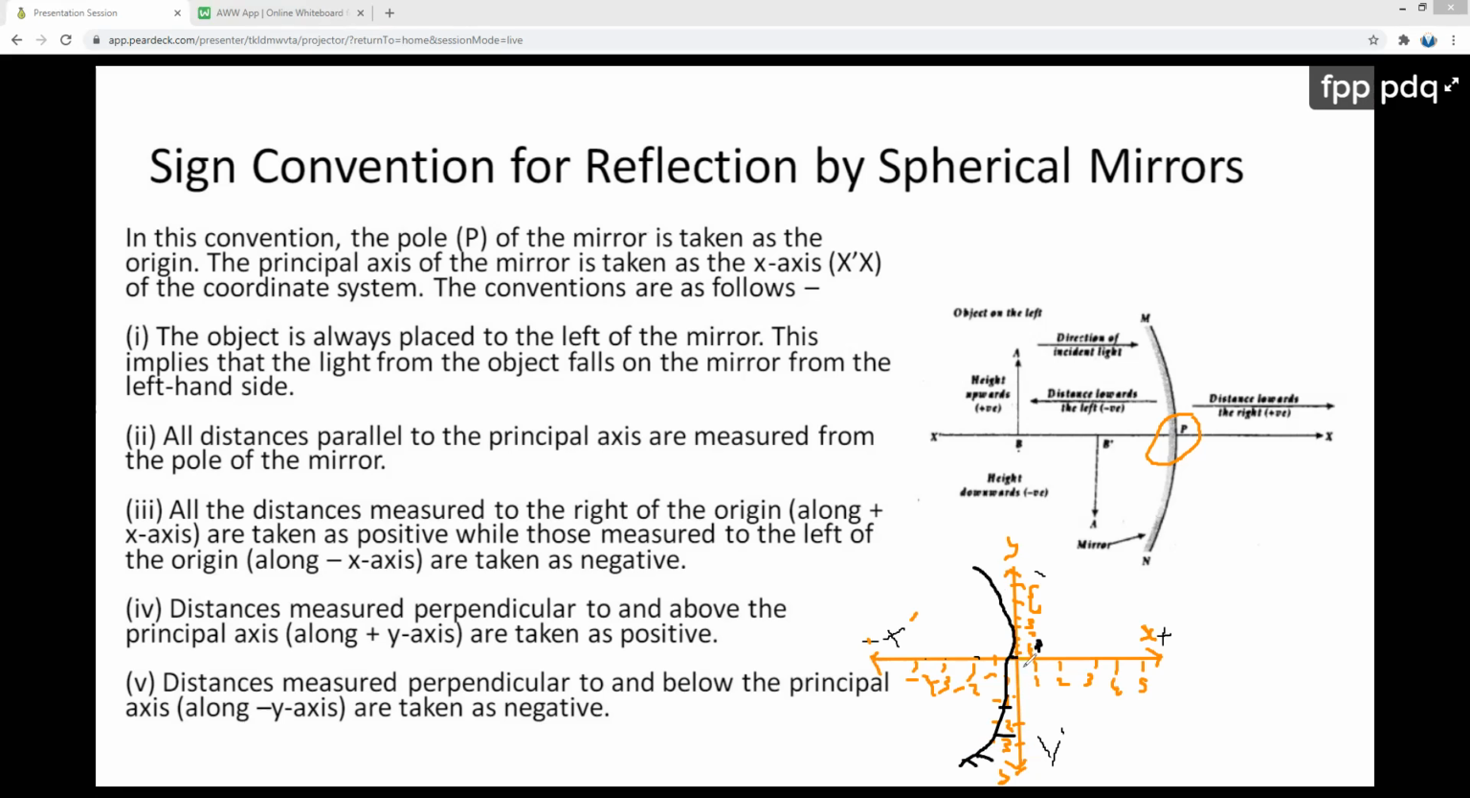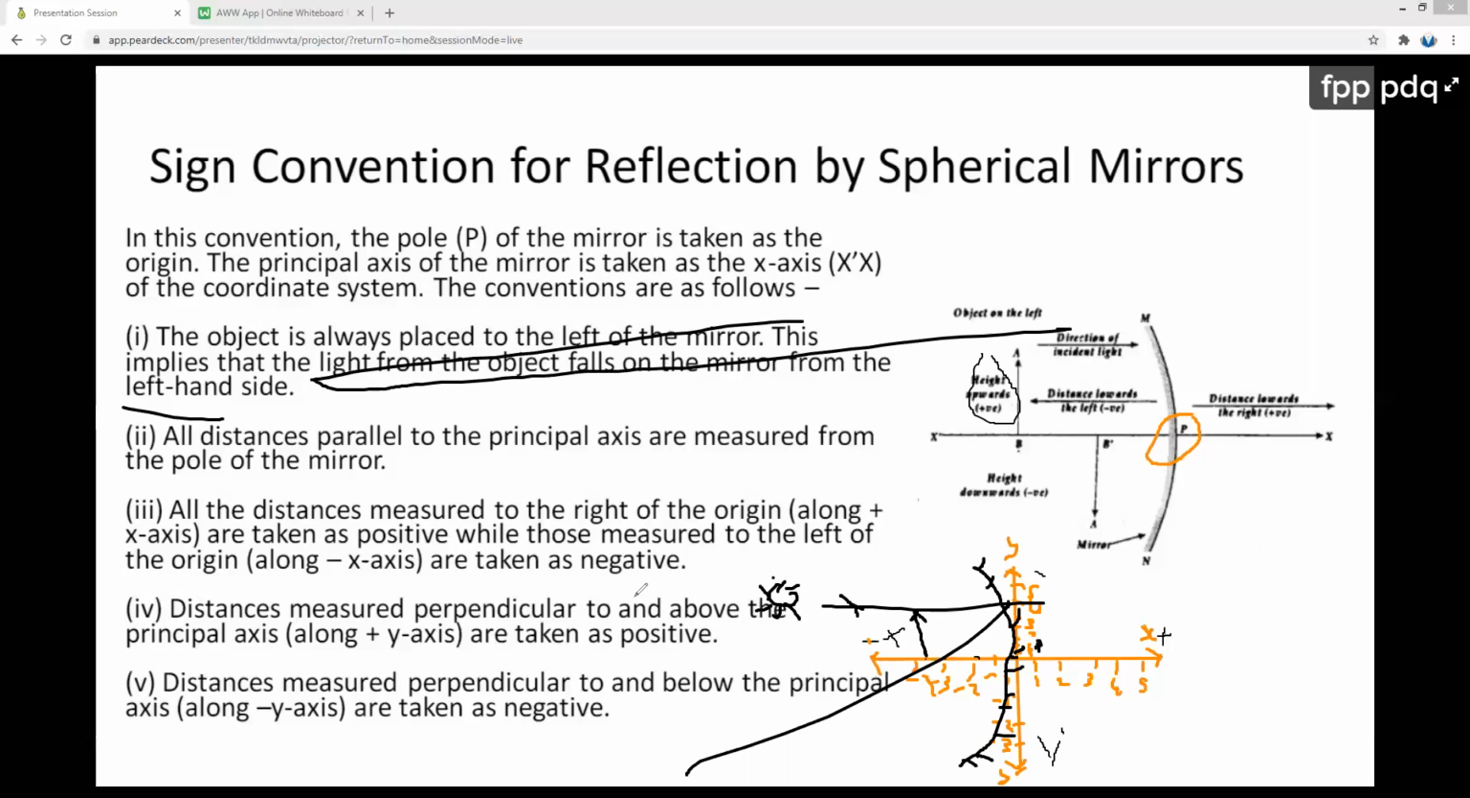Object distance will always be negative. The light always falls from the left hand side. This is the ray of light, suppose it's coming from the sun. So this ray of light will always come from the left hand side. The object is placed on the left side of the mirror, and the light from the object falls on the mirror from the left. And all distances parallel to the principal axis are measured from the pole. This distance over here is parallel to the principal axis, and it is measured from the pole.